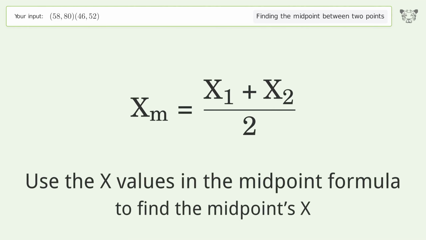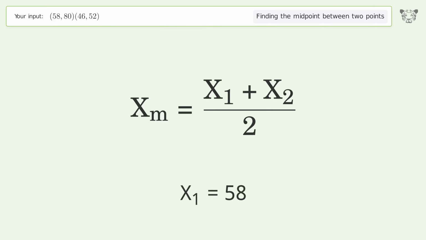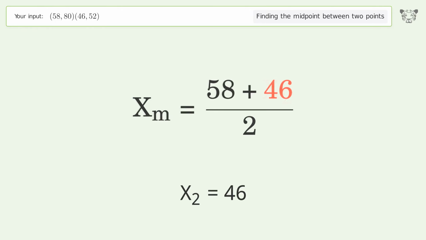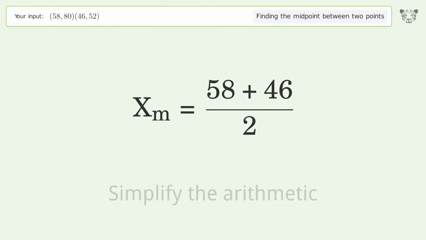Use the x values in the midpoint formula to find the midpoint's x. x1 equals 58. x2 equals 46. Simplify the arithmetic.